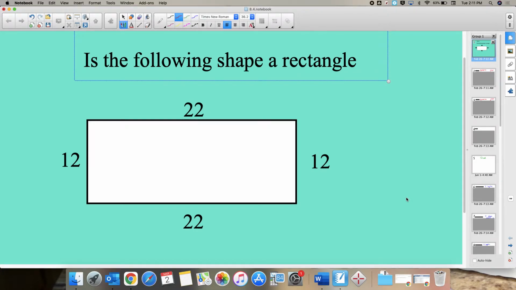All right, take a look at your opener today. It asks, is this following shape a rectangle? So what we're looking at here, as far as that rectangle goes, a lot of people want to look at this and say, okay, it looks like it, and yeah, these opposite sides are equal. However, there is a specific property that has to be there for a rectangle.